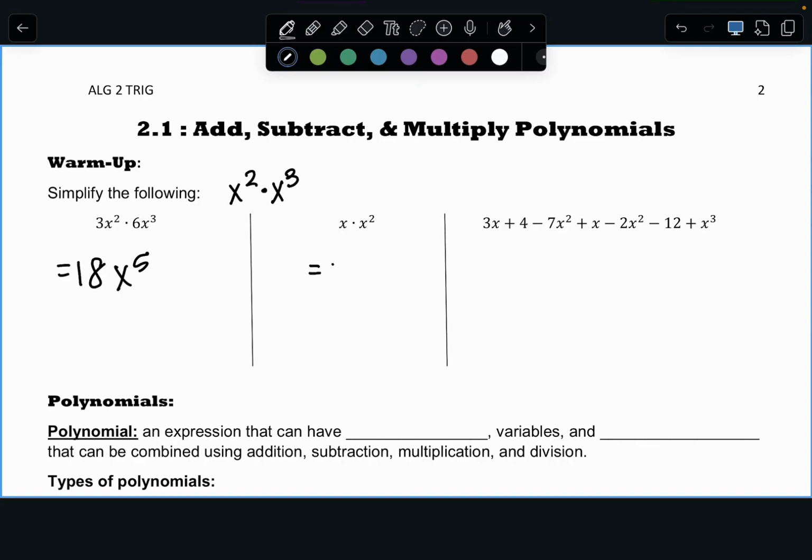Same kind of vibe for the second one. We add our exponents. This is really x to the first times x squared. So we get x to what power? 3. Perfect.